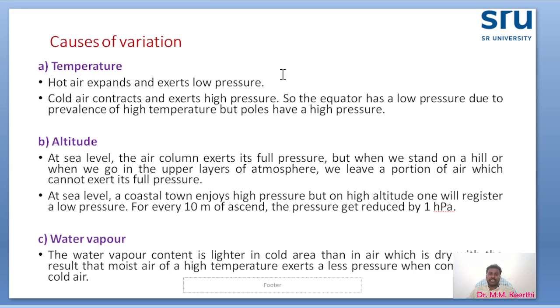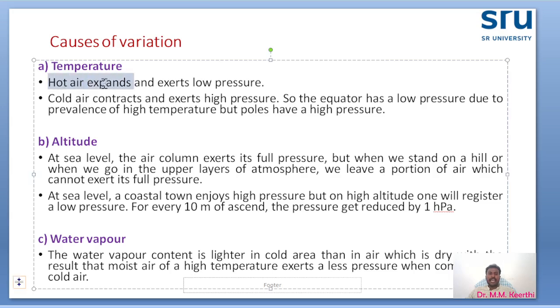Causes of variation. Due to temperature, hot air expands, and there will be low pressure. When air expands, automatically low pressure will be there. But when we come to cold air, it will contract, and the pressure will increase. So the equator region has low pressure because the air has more absorption of solar radiation and expands. Once it expands, pressure will decrease. Always remember, in colder regions the pressure will be more, so high pressure will be there. Cold air contracts, which means pressure will be more.